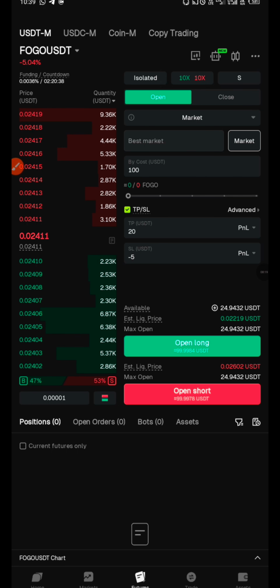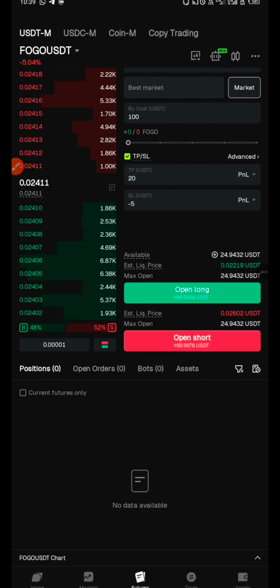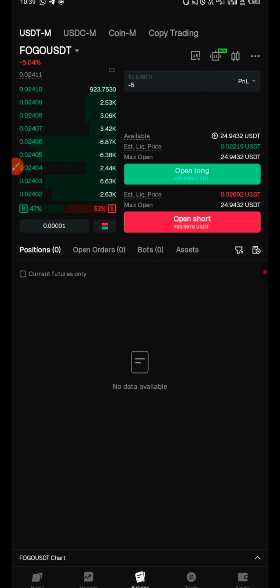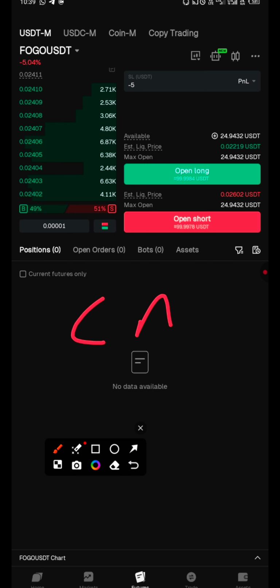As I told us, the signal might be coming in. You might see something I might write like CMP. What it means is current market price. As easy as that. Just enter the market, enter it at that current market price.